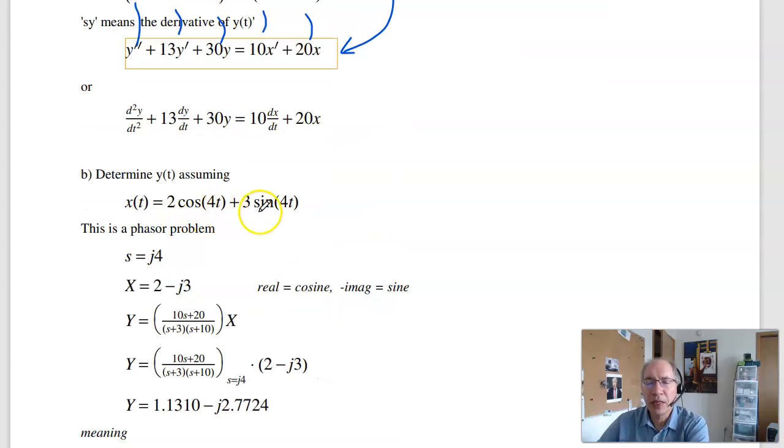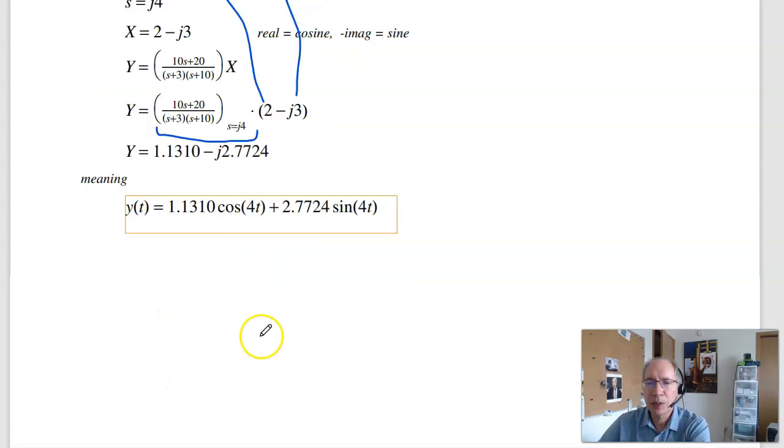Part B, if the input is a sine wave, find the output. This isn't really a Laplace problem, this is a phasor problem. With phasors, this is the gain everywhere. All I care about is what's the gain at a very specific frequency. The frequency is 4 radians per second, so s equals j4. The input is 2 minus j3. In phasors, the real part is cosine, minus j is sine. Multiply the two together, I get a complex number. What that complex number means is the real part is cosine, minus j is sine. So there's the solution.